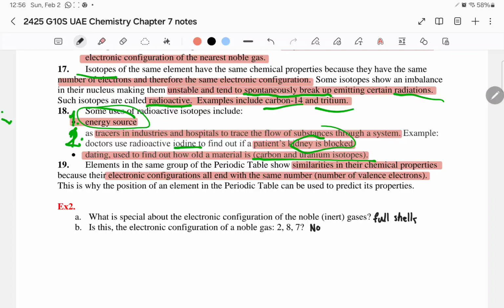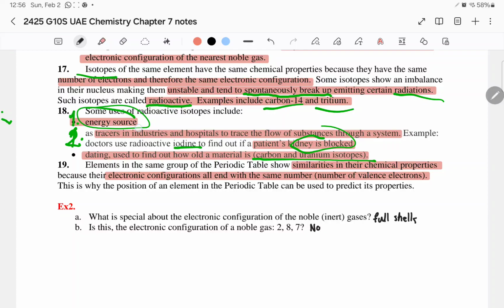Elements in the same group are similar. They have similar properties because they have the same valence electrons, not similar, the same. That's why when you look at the element in the periodic table, its row will tell you how many energy levels you have, and its group is going to tell you how they act, how many valence electrons they have, who are the ones like them, and so on.